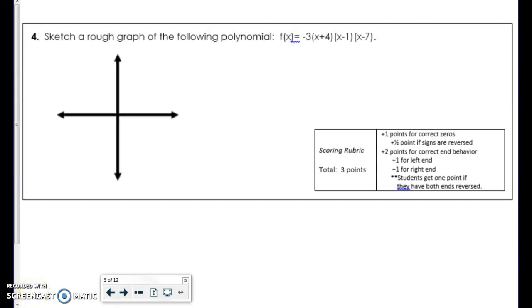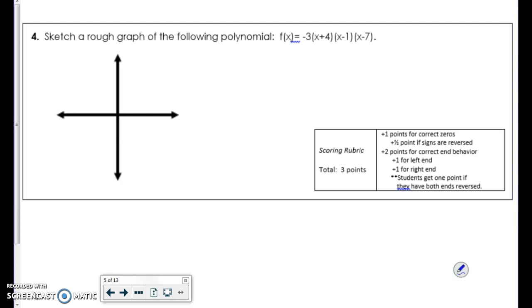All right, number 4 tells us that we need to sketch a rough graph, so essentially just sketch, so it doesn't need to be totally detailed, of the following polynomial. We've got this long polynomial looking thing. So before I talk about what this is going to look like, I want to find my zeros. I want to find my x-intercepts of where the graph crosses the x-axis.